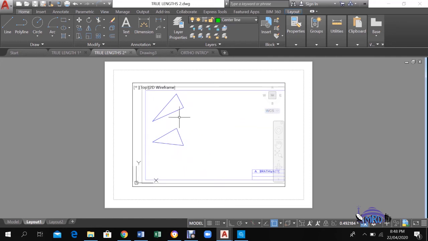We will take your first side as this side that I've highlighted here. In your plan, then that will represent this side. And we're going to use the revolution method to plot this true length.